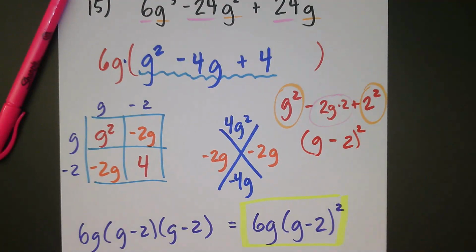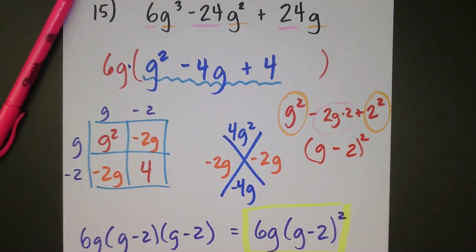And then that binomial appears twice. So we got there using the area model as well, but either method will get you to the final answer.